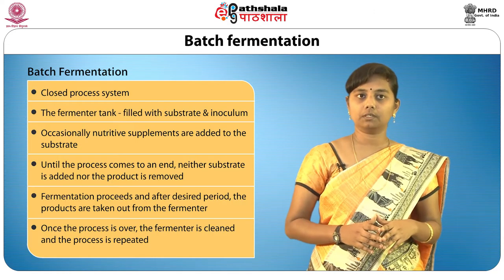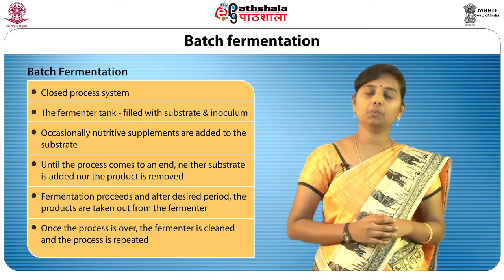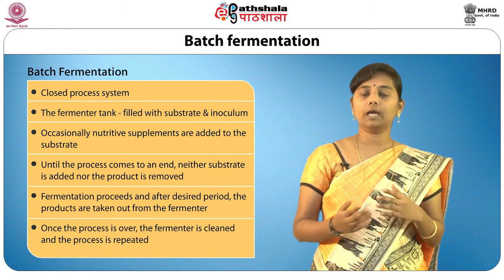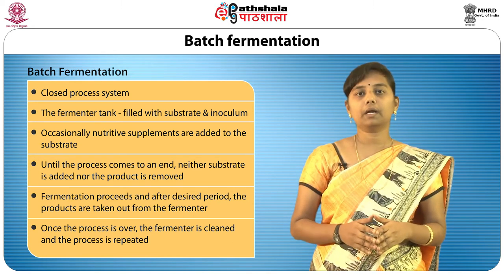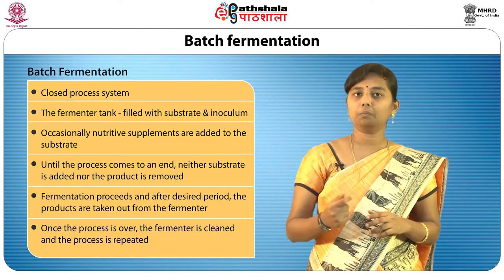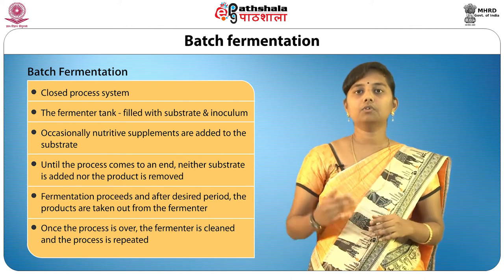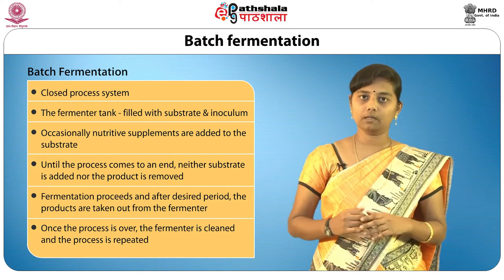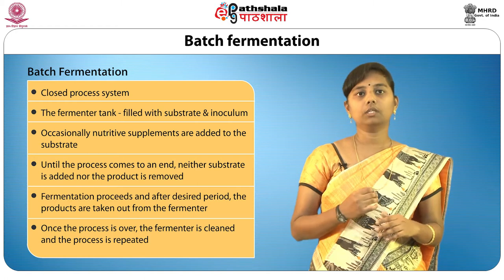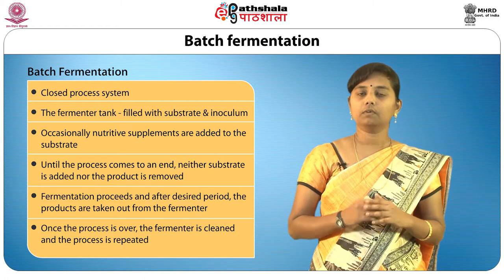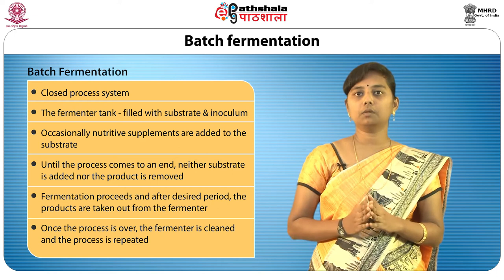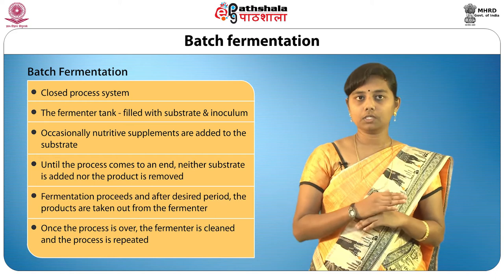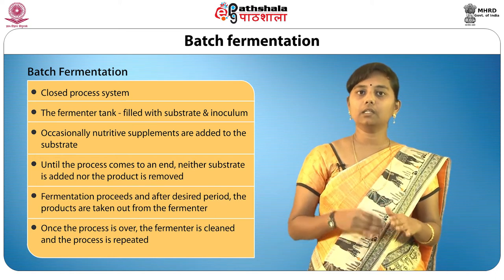Regarding batch fermentation, it is a closed process system in which the fermenter tank is filled with material such as substrate and inoculum. The process parameters such as temperature and pH are set, and occasionally nutritive supplements are added to the substrate. Until the process comes to an end, neither substrate is added nor the product is removed from the fermenter. Fermentation proceeds, and after a desired period, the products are taken out from the fermenter. Once the process is over, the fermenter is cleaned and the process is repeated.